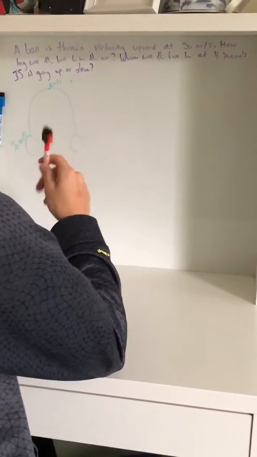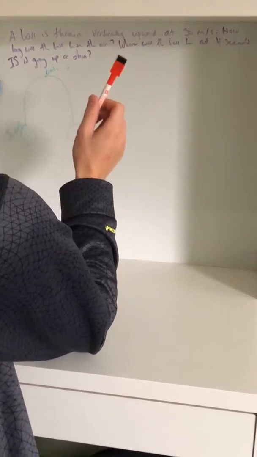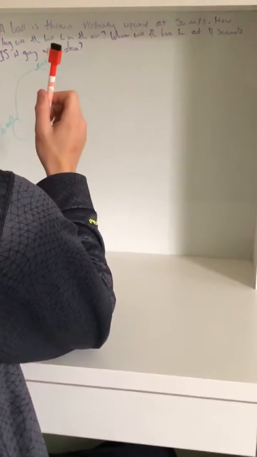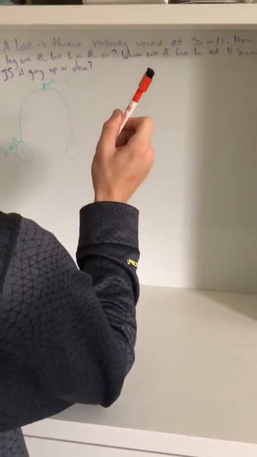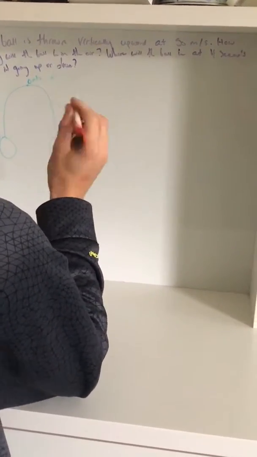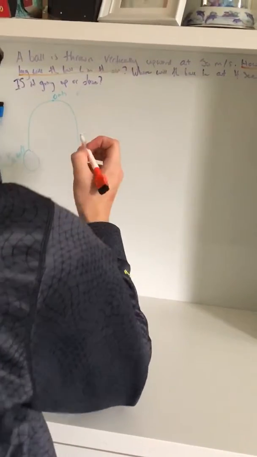Alright, so the problem we're investigating today is: a ball is thrown vertically upward at 50 meters per second. How long will the ball be in the air? Where will the ball be at 4 seconds? And is it going up or down? So we're going to start with this first part of the question. How long will the ball be in the air?